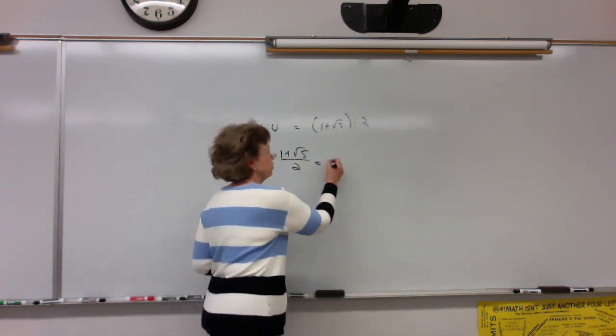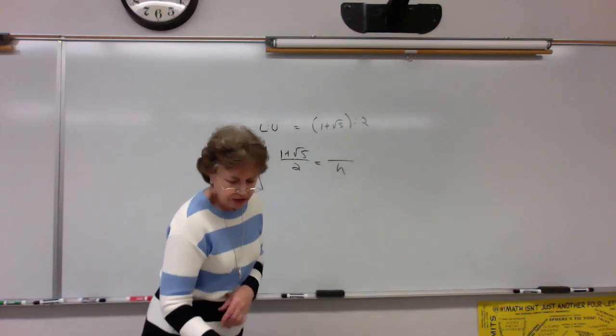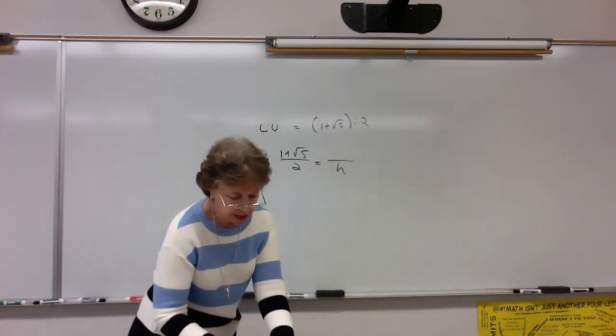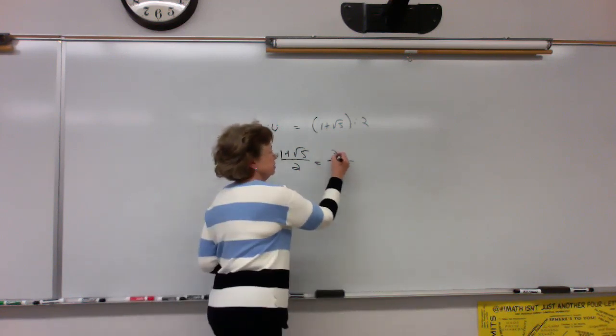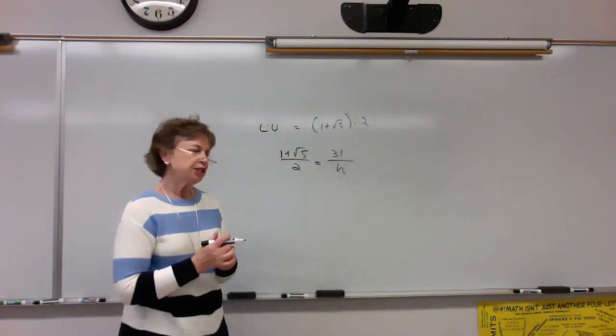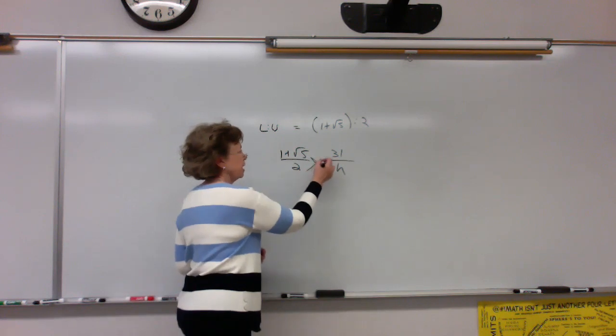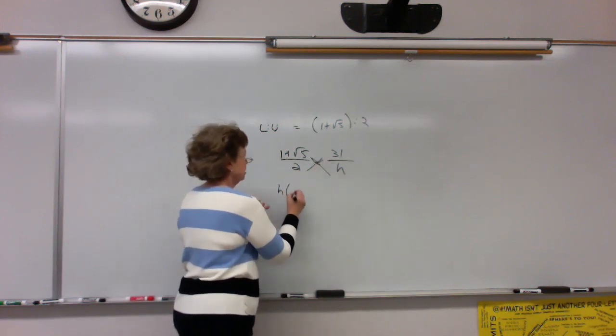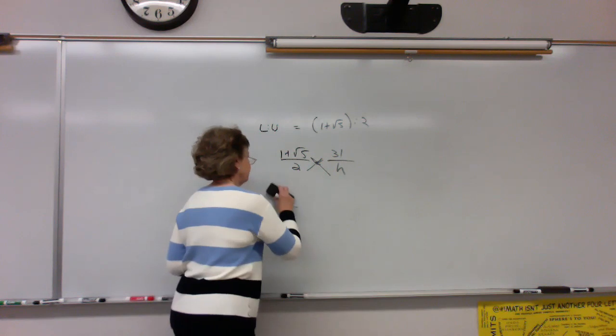This is what we're looking for, so put that as your variable. And then if you go back and look at the picture, its length was 31 meters. So now we have a proportion. How do we solve proportions? Cross multiply. So I have h plus h root 5.